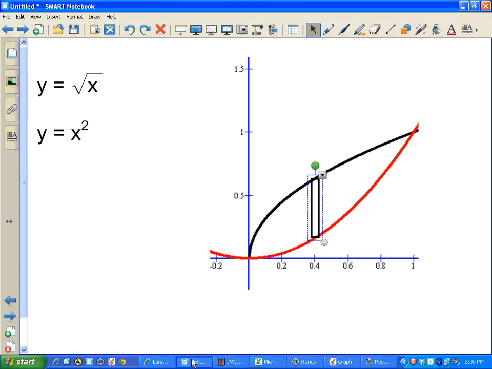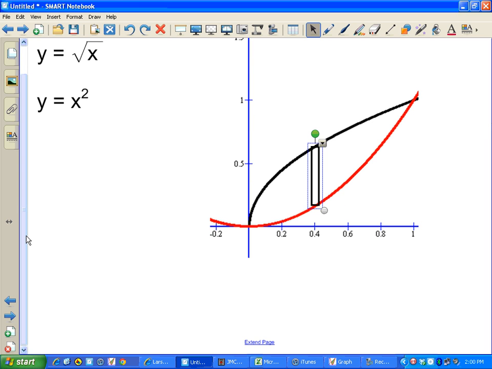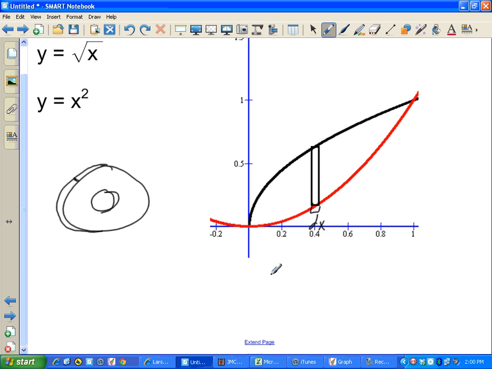So let's take a look at this one. Now, if I want to find the volume of a washer, I'd have the washer, and it's got some thickness to it. So it'll be like this. I've got this thickness here. This thickness is my dx really.